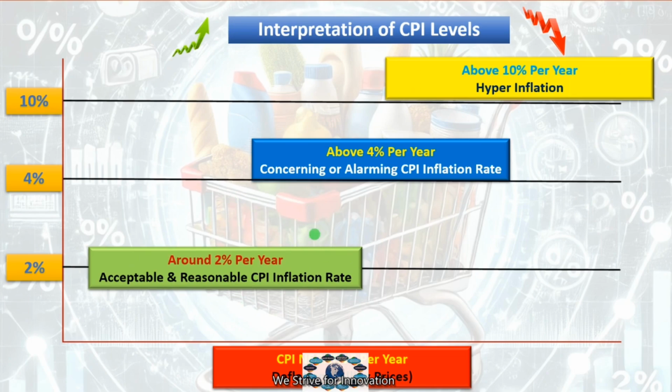So we have to be very careful. Here the issue is that we want it to be always around 2% to be acceptable and reasonable. Above 4%, the alarm starts ticking, but above 10%, double digit, that's very alarming. The same also if it is negative.